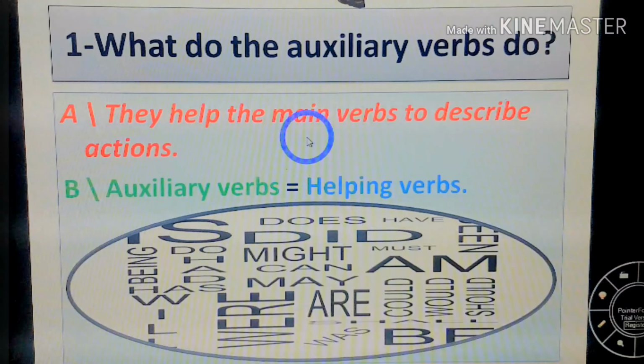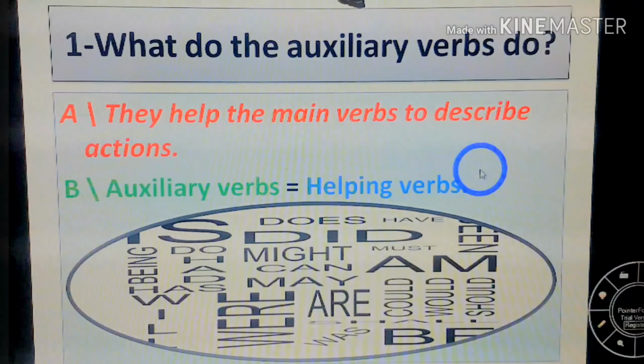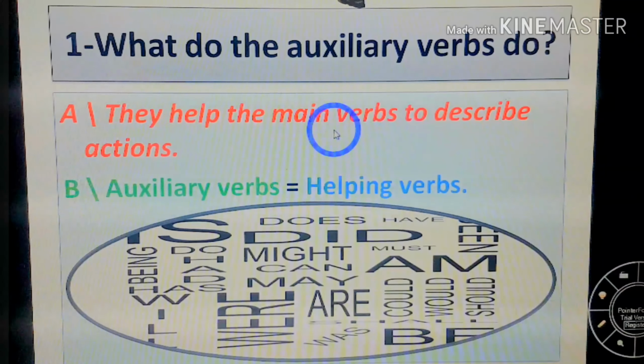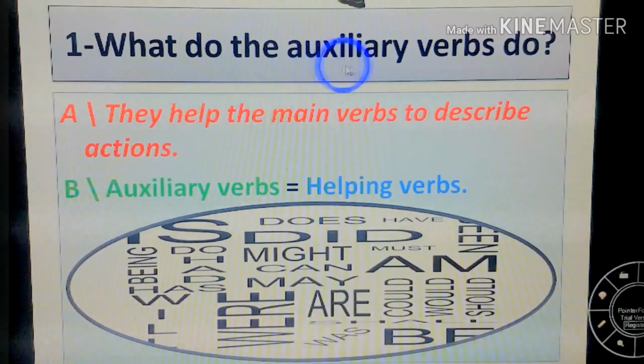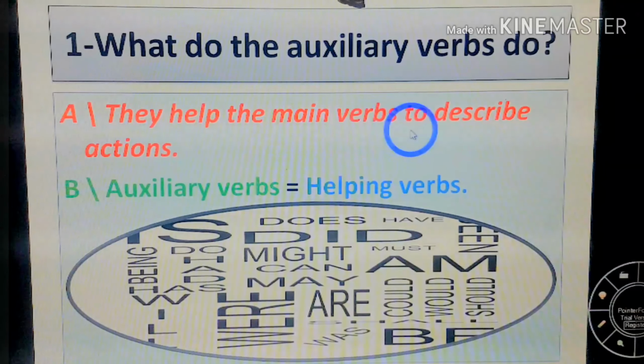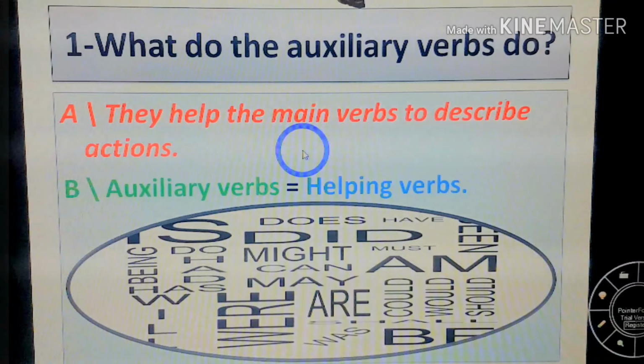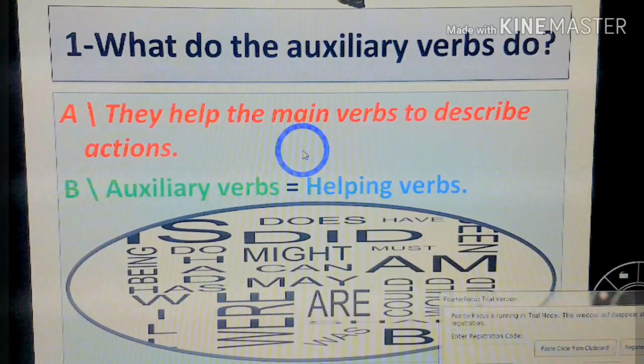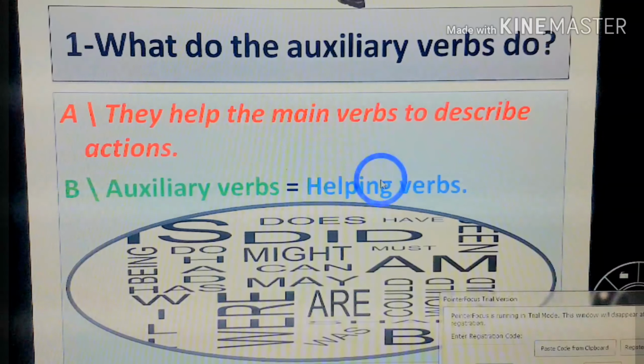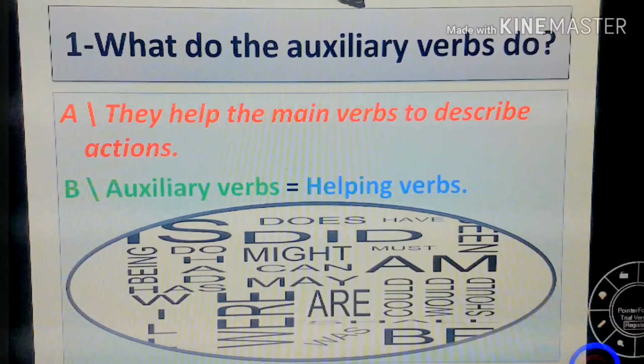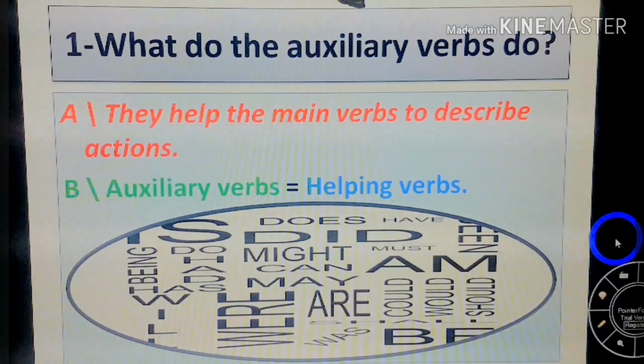When I say the main verbs here, I'm talking about the main verbs, the base form of the verb, the infinitive. This is what I mean by the main verbs. And so the auxiliary verbs here help the main verbs to describe the action. Right. So this is the function of the auxiliary verbs: help the main verbs to describe the actions, meaning they help the main verb describe the action or the event.